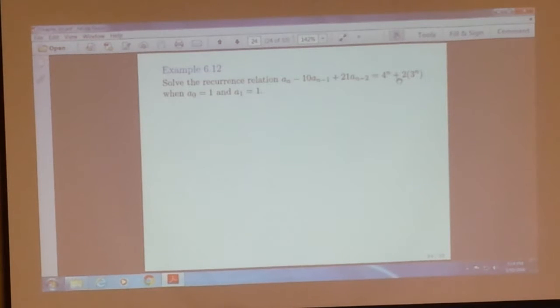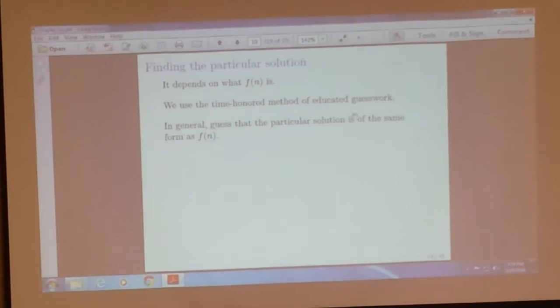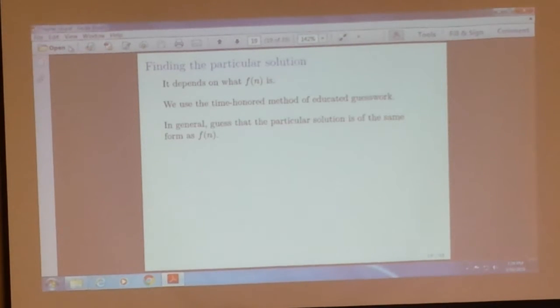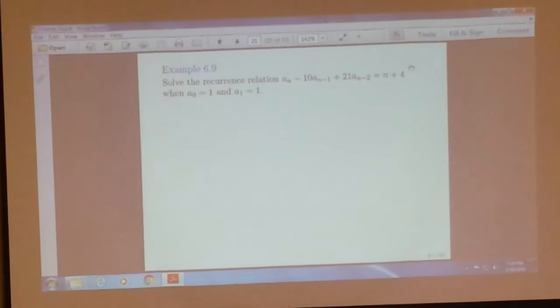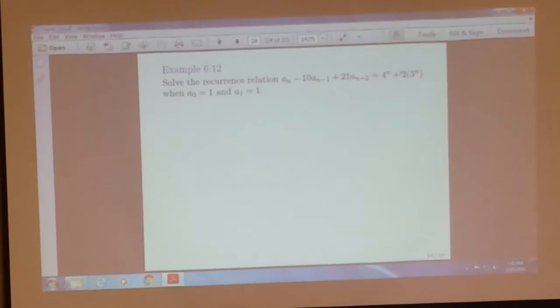So the purpose of examples 6.8, 6.9, 6.10, 6.11, 6.12 is to show you how to handle the right hand side, how to handle your f(n). If it is a constant 5, what should you guess? That's why I say basically you do guesswork. If it's n plus 4, what should you do? If it's n squared plus n plus 1, what should you do? If it's 4 to the power n, what should you do? If it's 4 to the power n plus 2 times 3 to the power n, what should you do?